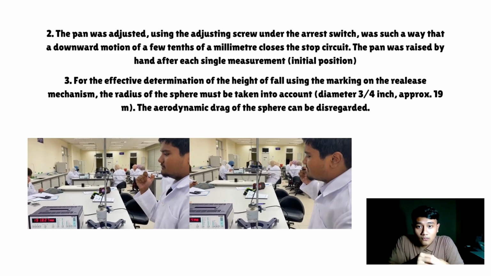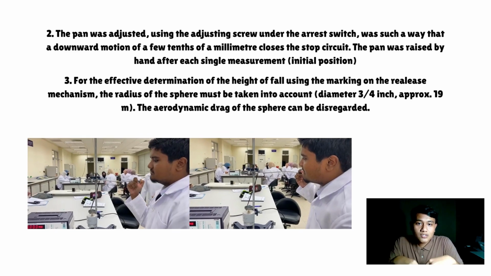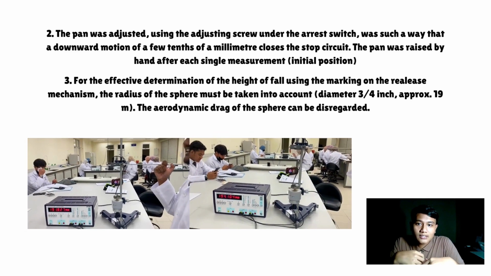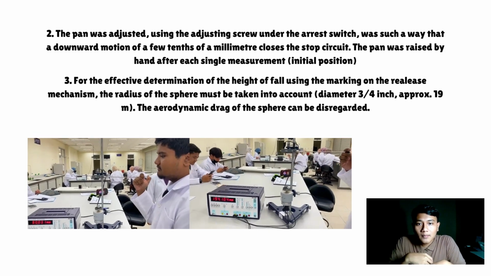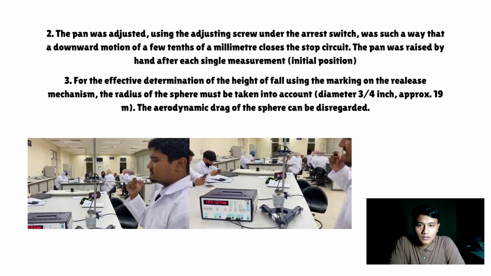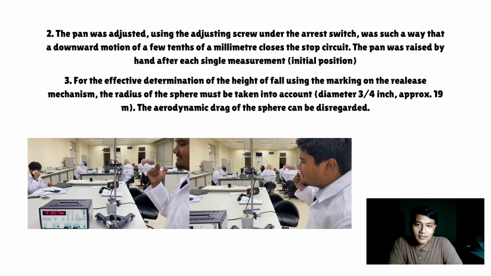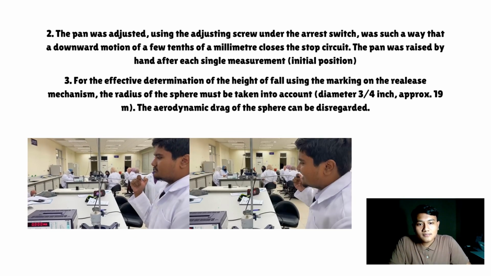Third procedure, for the effective determination of the height of fall using the marking on the release mechanism, the radius of the sphere must be taken into account. The aerodynamic drag of the sphere can be disregarded.